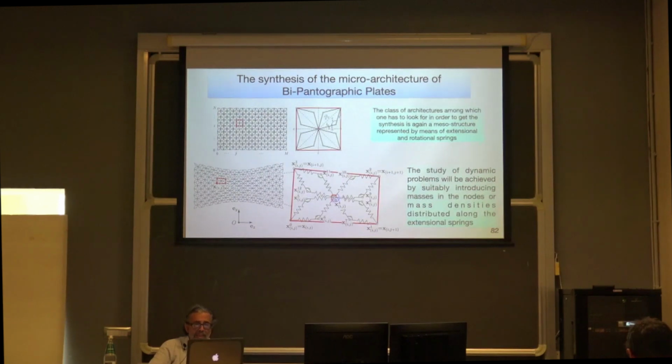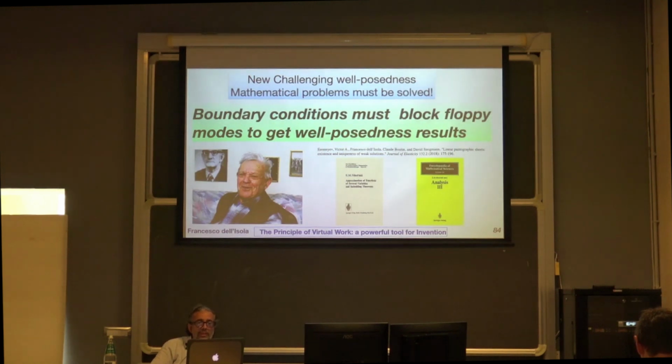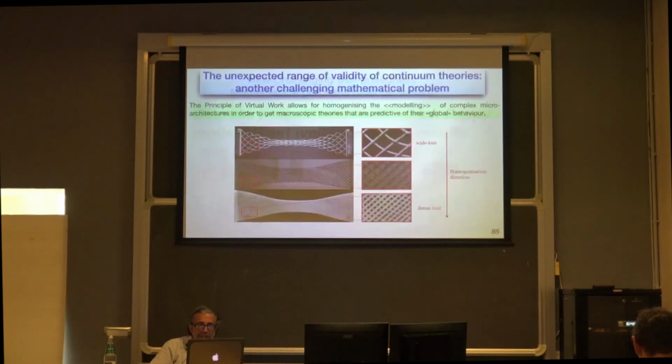We did the macro identification, and we got the energy which we said before. With Victor Eremiev, a very good friend of mine, we have proven, actually he did prove nearly everything, that the Nikolsky anisotropic Sobolev space needed to be introduced as energy space in order to prove well-posedness results for bipantographic plates. And we also found the correct boundary conditions.